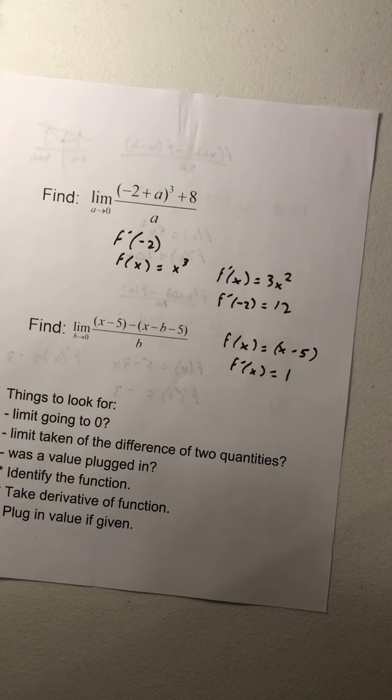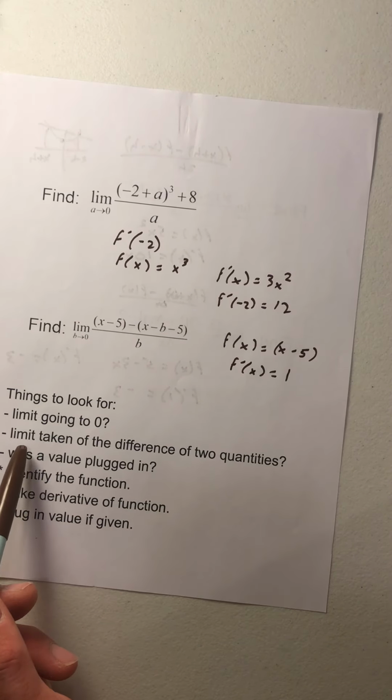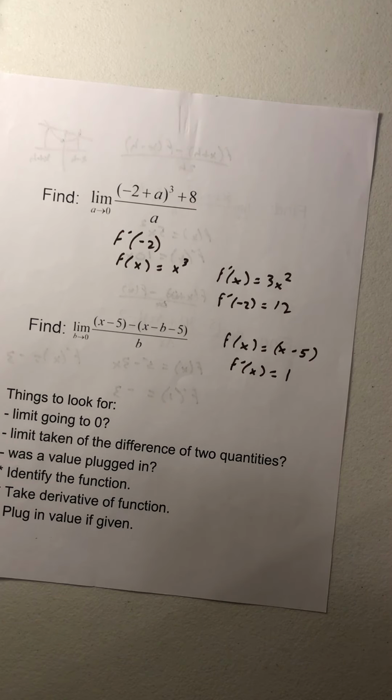So again, things to look for is the limit going to 0, which all of these were. Are we taking the limit between differences of two quantities? Was there a value plugged in, or is it just in terms of x's? Then we identify the function, take that derivative, and if it's asking for the value at a point, go ahead and plug that point back in. Good luck!